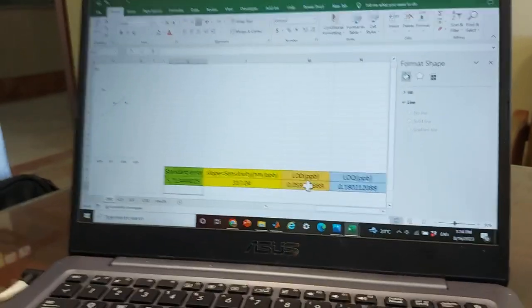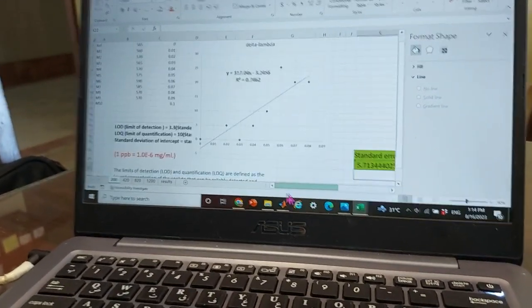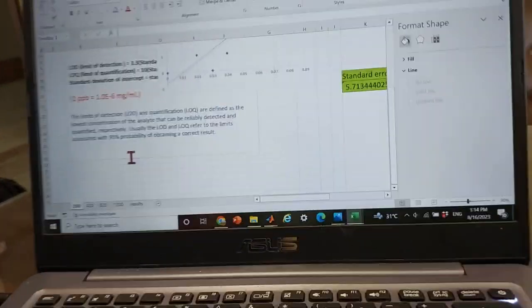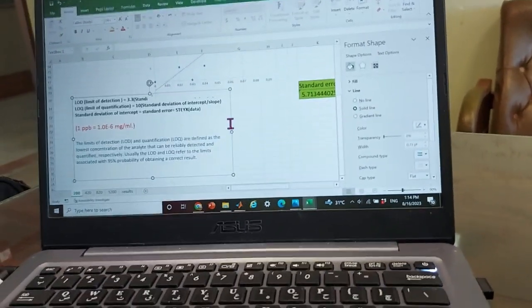What does LOD mean? LOD in physics is limit of detection. I wrote it here for you. I will give these files to you. And why is it important?